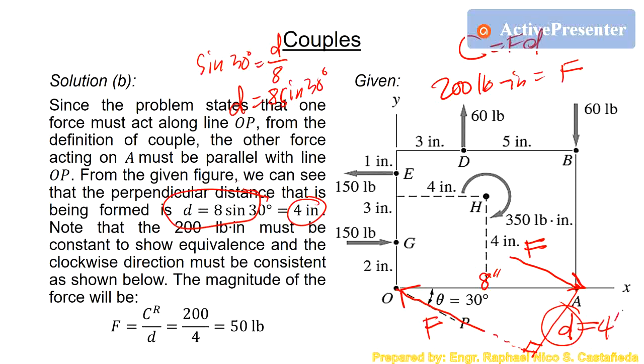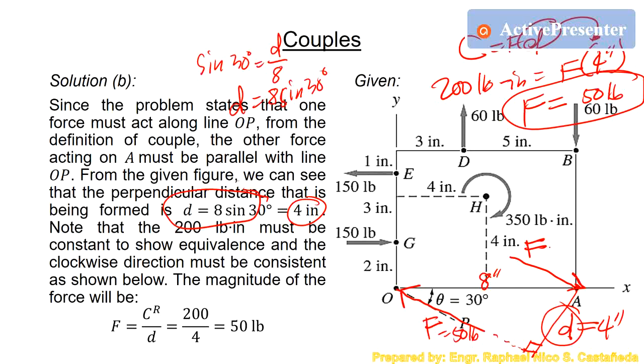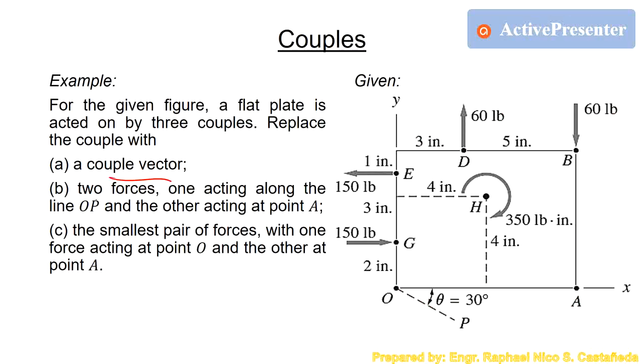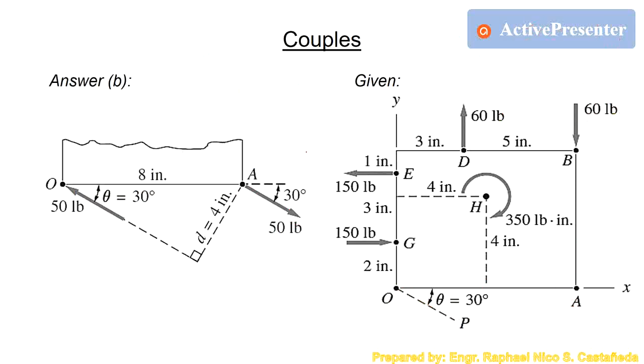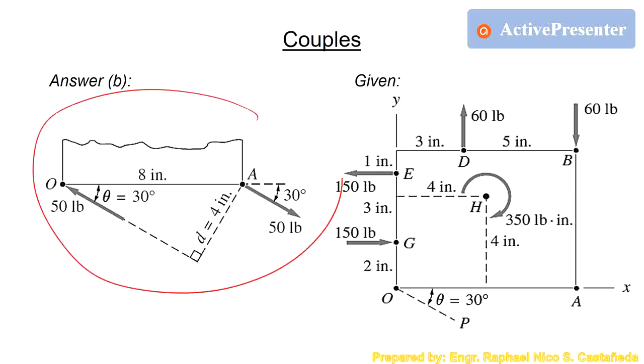So if we replace this d right here by 4 inches, we will get a pair of forces which is equal to 50 pounds. So the answer here is 50 pounds. So that is the answer. Because the question is two forces, which is 50 pounds, one acting along the line OP and the other acting at point A. So that is our final answer for letter B. This one right here.